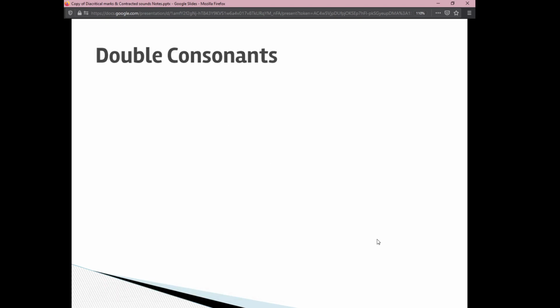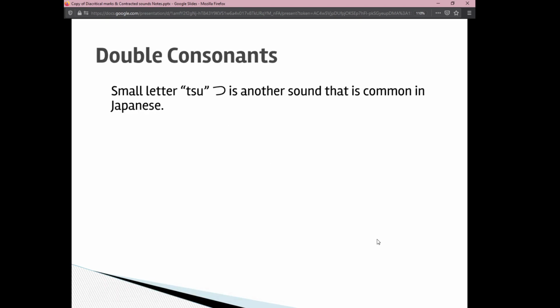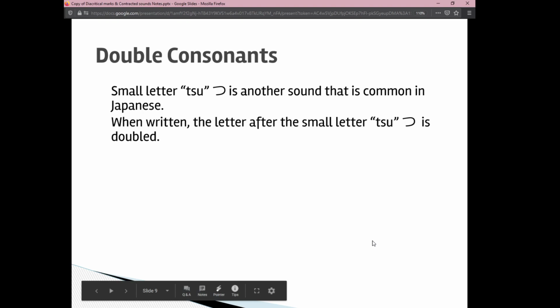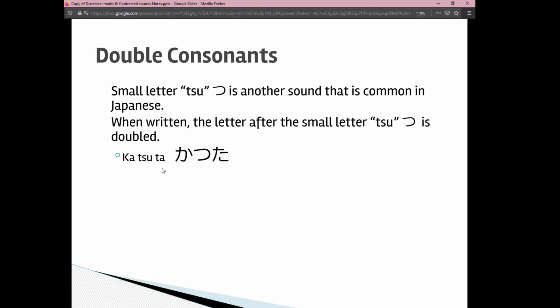All right, next up, we're going to talk about double consonants. So similar to how we can make ya, yu, and yo smaller, now we're going to make tsu smaller. When written, the letter after the small letter tsu is actually going to be doubled. So for example, I have the word here, ka, tsu, ta. But then if I make this one smaller, it becomes katta. Now listen to what I'm doing there, katta. It's almost like I have a hiccup in my throat. I'm like, katta. I have to take that little breath.